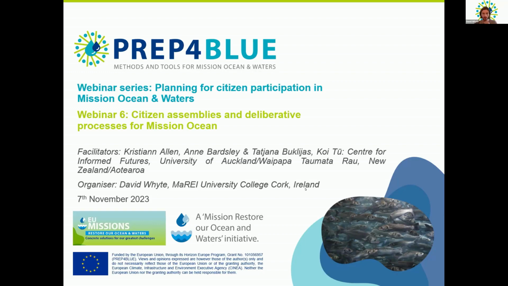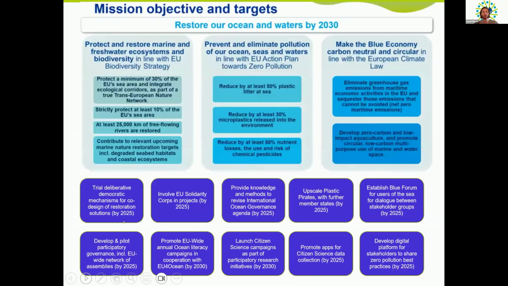Just for those who are coming new to Mission Ocean, I'll give a brief introduction. Mission Ocean is one of the EU's flagship new missions. It's one of six that they have developed to move away from a sector-oriented innovation policy towards a challenge-oriented innovation policy. Mission Ocean's full title is Restore Our Oceans and Waters by 2030. It's got very ambitious goals within a relatively short time period.